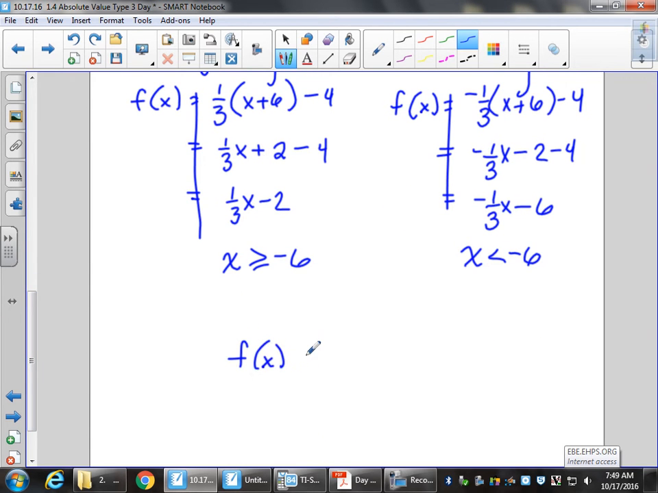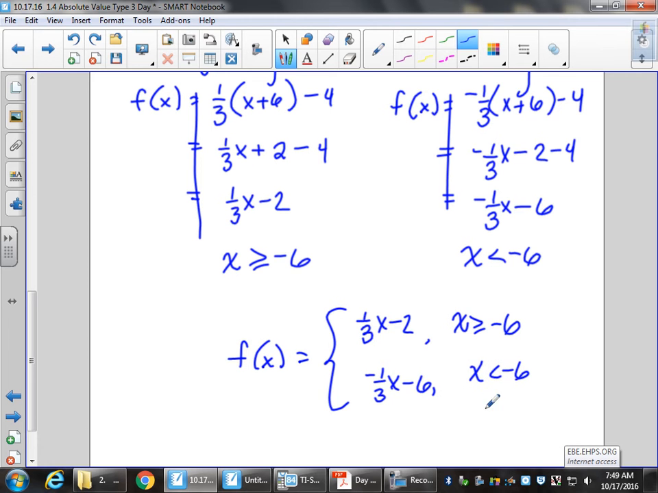F of x equals 1/3 x minus 2 when x is greater than or equal to negative 6, and negative 1/3 x minus 6, x less than negative 6. And we're done.